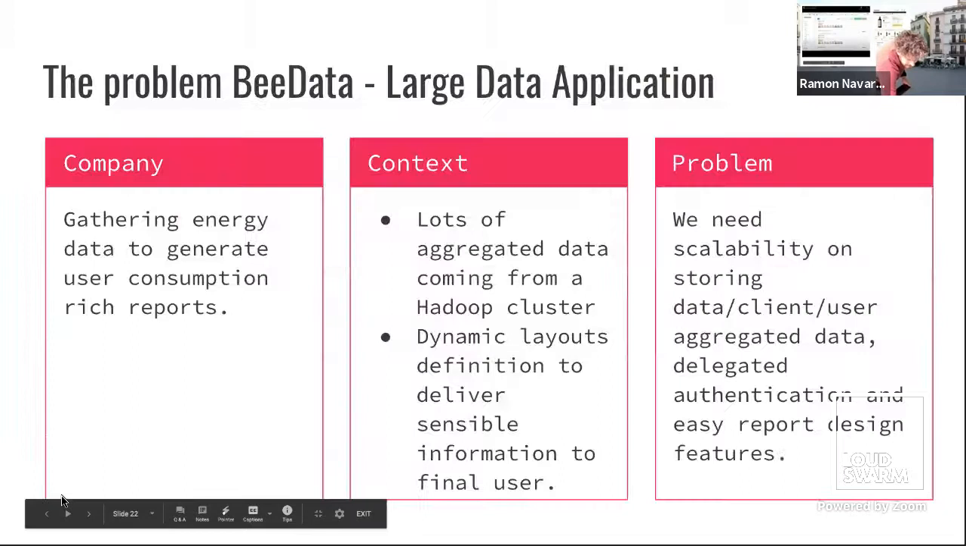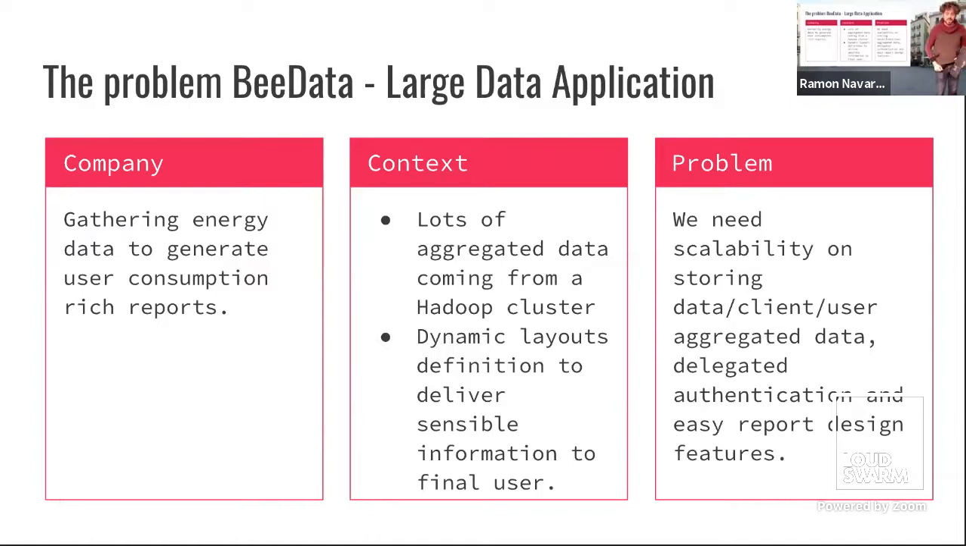Okay, so another one that we are really proud of is a big data project. This is an electricity company. Well, it's a company that works with electricity. It's called Big Data. And they work on gathering all information from consumption of electricity. And they need to provide reports to the final consumer about what they've been using, how they can spend less money on electricity or how they can be more ecological.